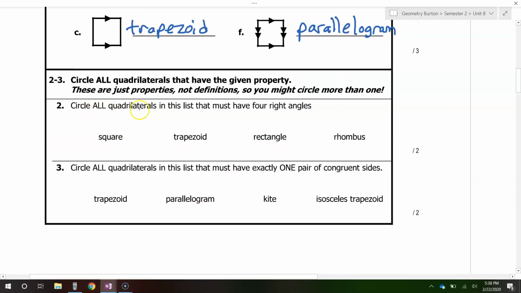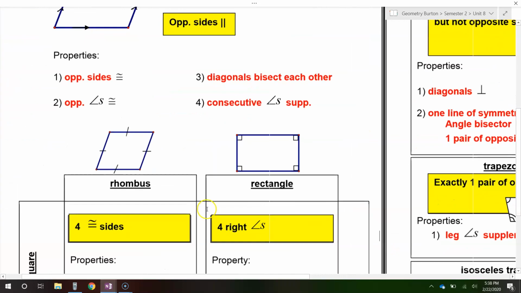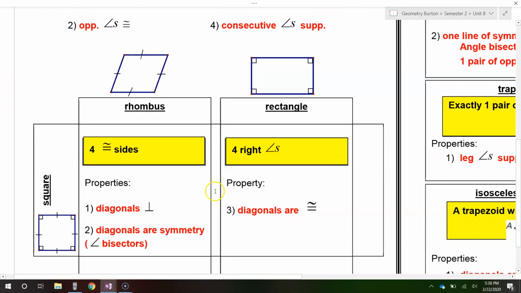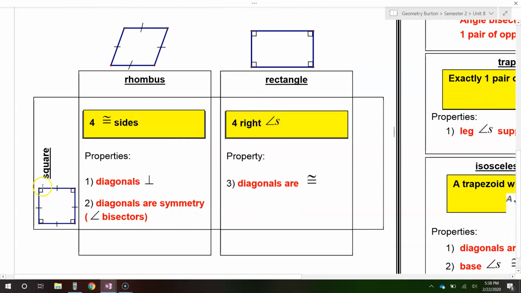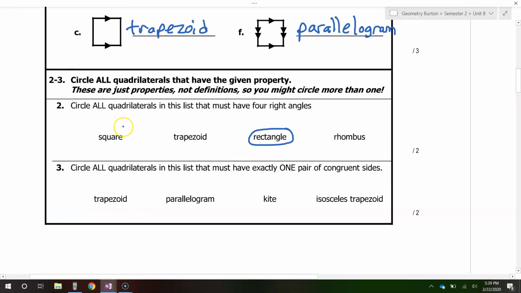All right. Circle all quadrilaterals in this list that must have 4 right angles. Well, that is the definition of a rectangle. So I'm definitely going to circle that. 4 right angles, that's a rectangle for sure. Okay, however, a square is a rhombus and a rectangle. So a square is also a rectangle. So a square has to have 4 right angles as well. So I'm going to circle rectangle and square.